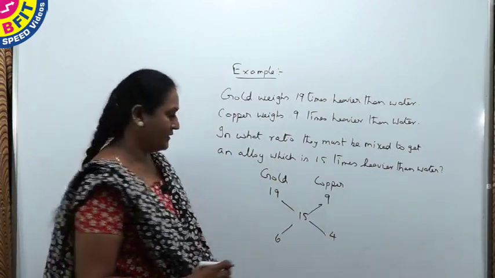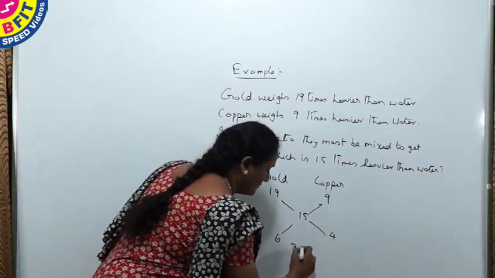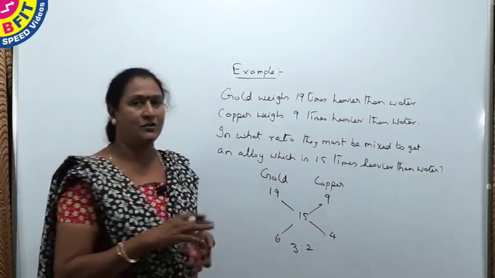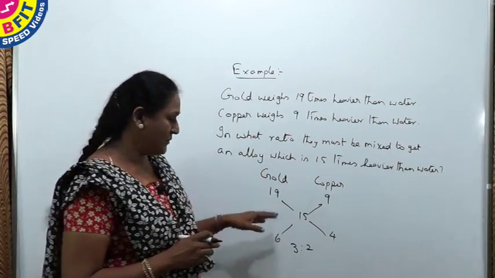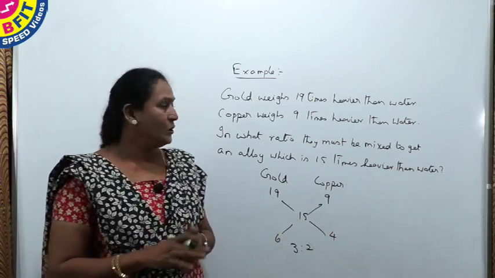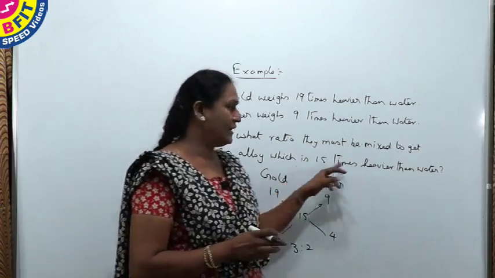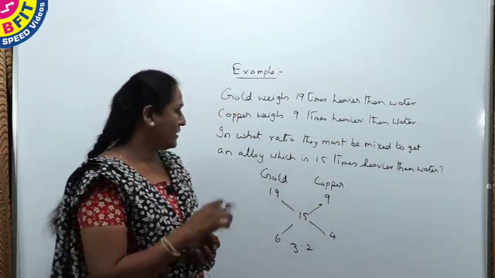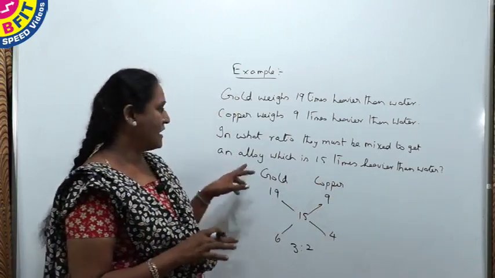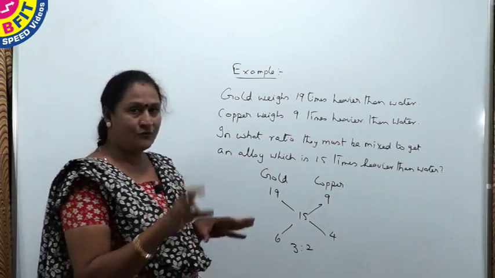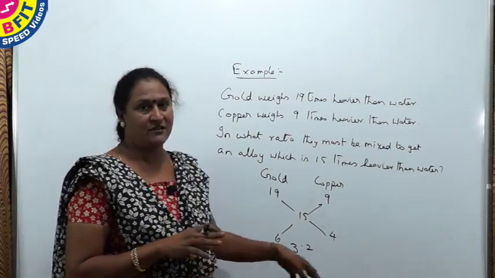Now simplifying this, we get the ratio 3:2. So now this gold and copper has to be mixed in the ratio 3:2 to get an alloy which is 15 times heavier than water. In this question, they haven't mentioned which has to come first. They have asked only the ratio. So you look for the answer which has 3:2.